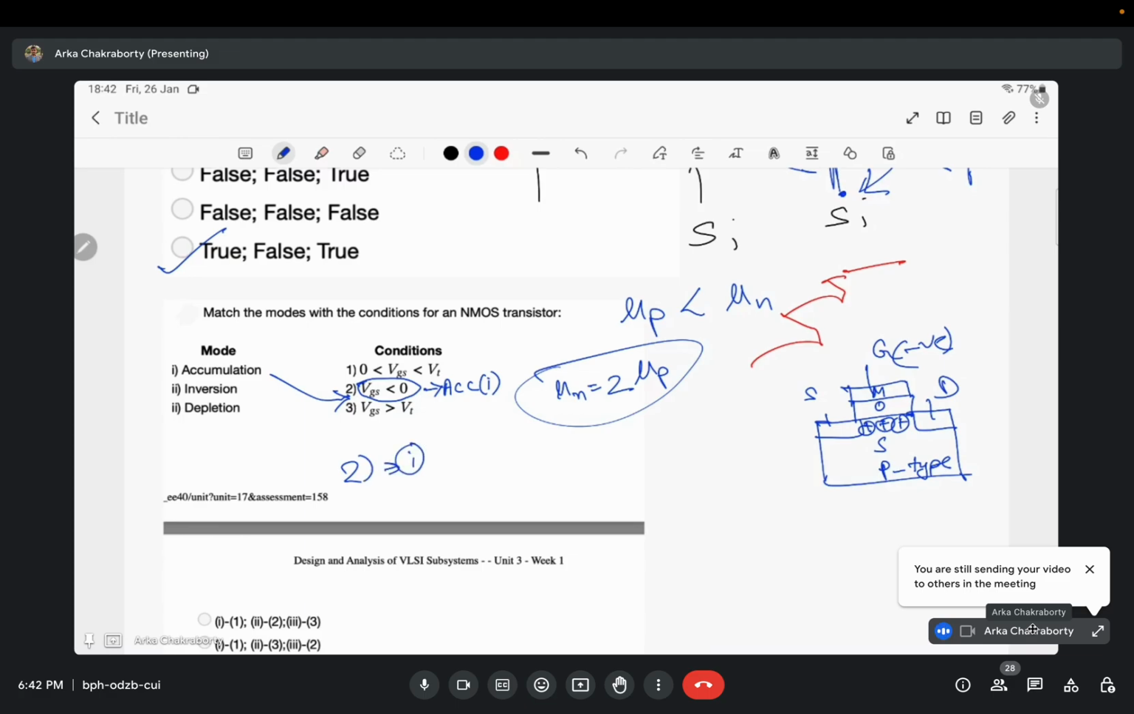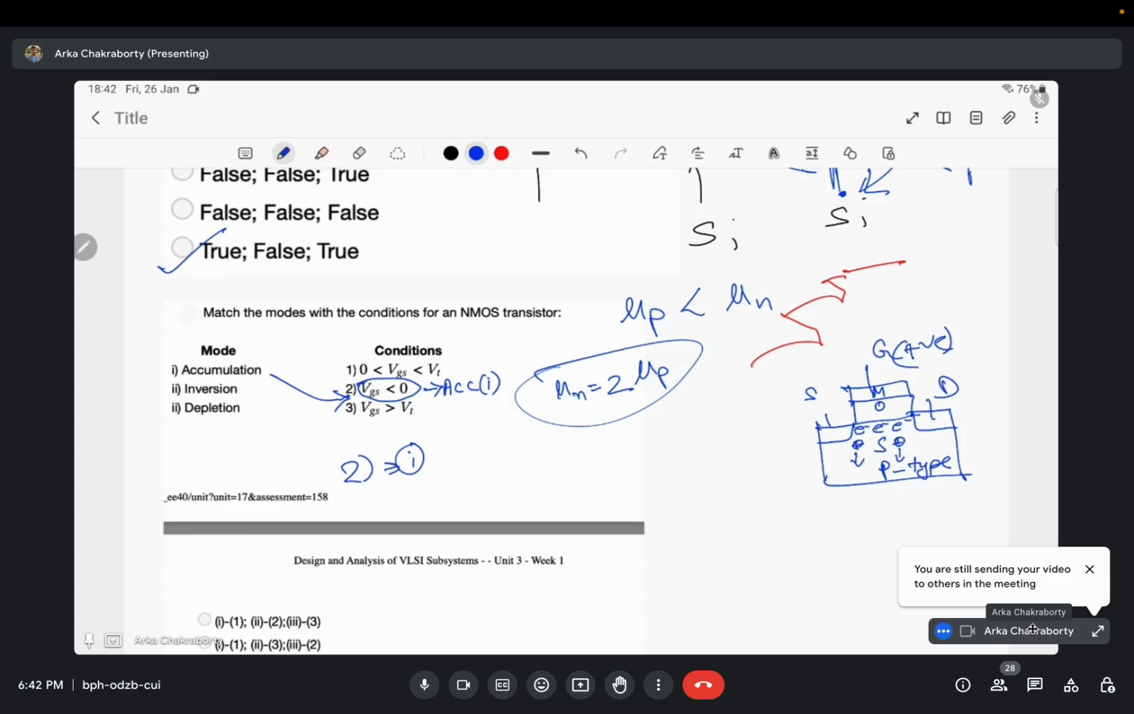When VGS is positive but it is less than VT, the threshold voltage, what will happen? Basically, two things happen before even inversion. There is something called a weak inversion, but let's not go into it. It will repel all the holes present, and slowly some electrons will start gathering here.